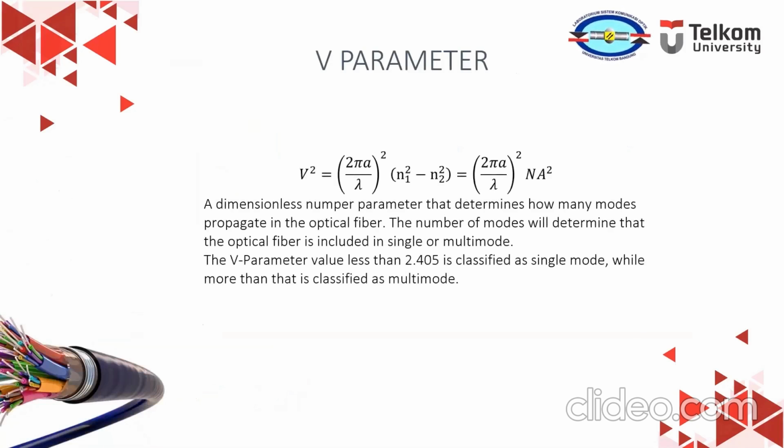V parameter equals 2 pi a divided by lambda, times NA. The V parameter is a dimensionless number that determines how many modes propagate in the optical fiber. A V parameter value less than 2.4 is classified as single mode, while more than that is classified as multi-mode.